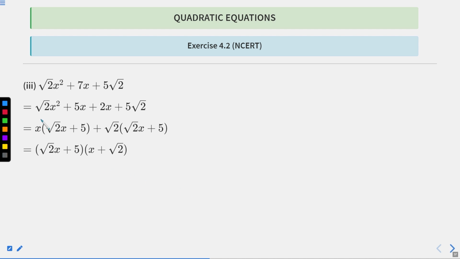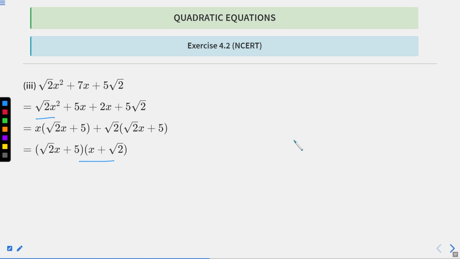So this is equal to √2 x² + 5x + 2x + 5√2. And this is equal to x times (√2 x + 5) + √2 times (√2 x + 5), which is equal to (√2 x + 5)(x + √2). So if we factorize the quadratic polynomial √2 x² + 7x + 5√2, we get (√2 x + 5)(x + √2).